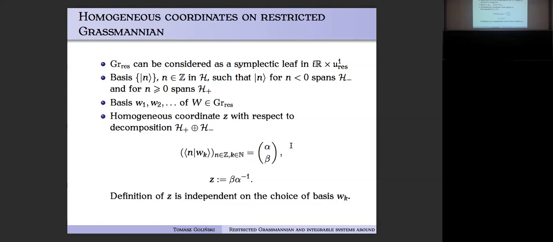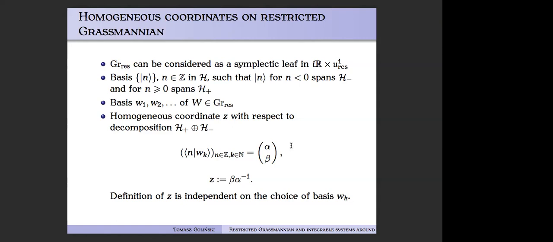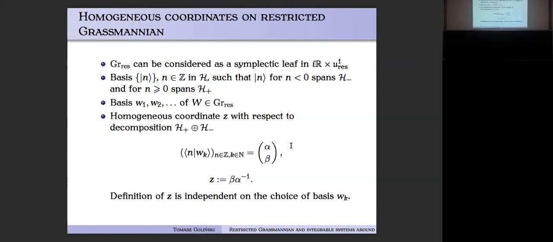To do that, one needs again to get some basis in a Hilbert space. I'm not writing down the Hilbert space, I just need to fix the basis and take a basis of an element of the Grassmannian. The homogeneous coordinates are defined like for a normal Grassmannian in finite dimensional geometry. Write down a matrix of the basis of the Grassmannian with respect to the other basis of the whole space, and you divide one by the other in the coordinate.